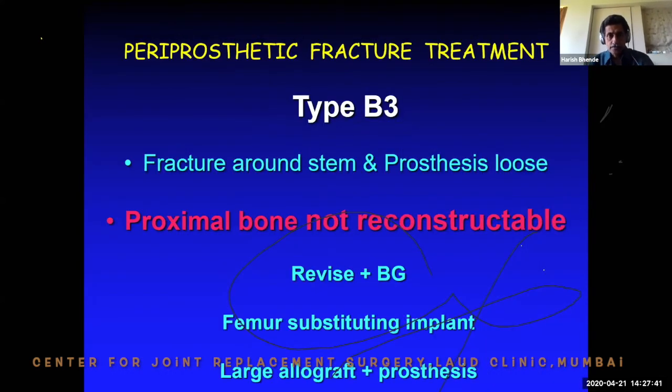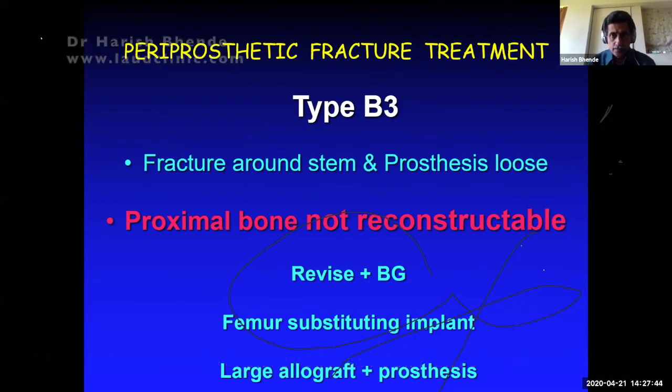Now type B3 is a complete loosening and a significant loss of implant and proximal bone, which will require major reconstruction. You may need bone grafting, or you may need a femur substituting implant, or you may need a large allograft and a prosthesis. Unfortunately, in Bombay, at least, we don't get a large allograft. So we end up using, if required, a femur substituting implant or a large prosthesis.